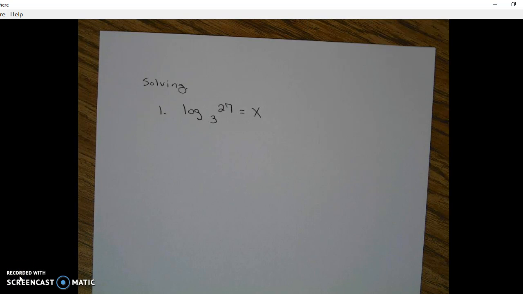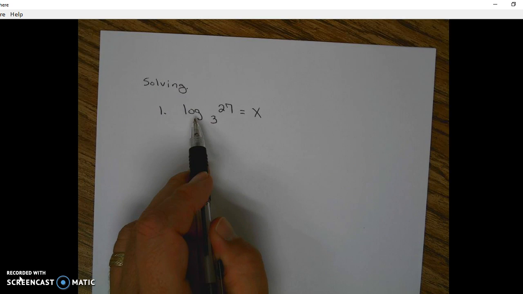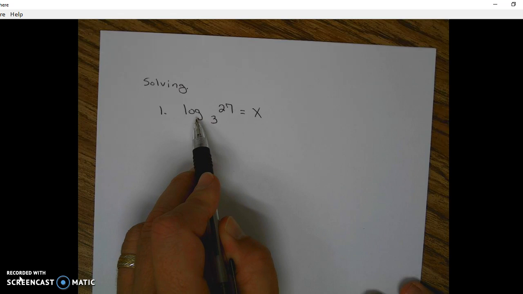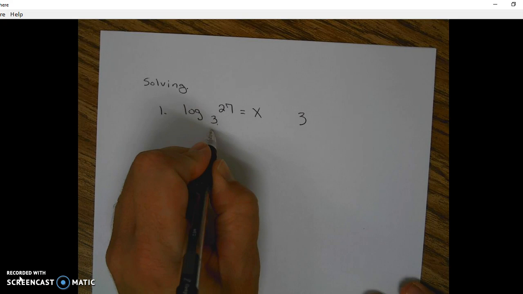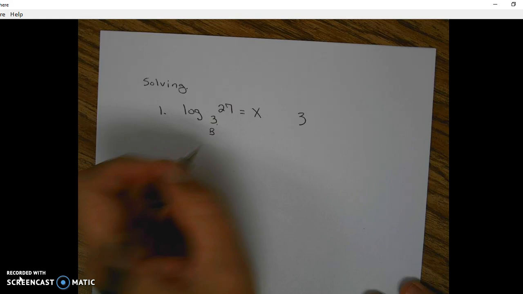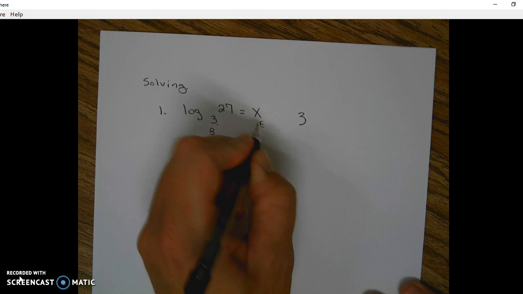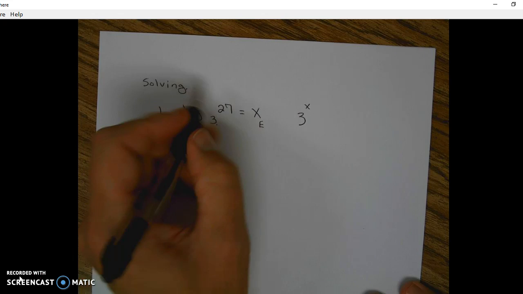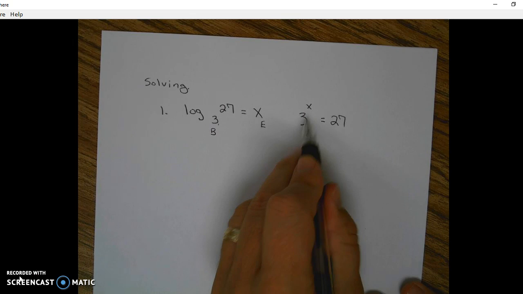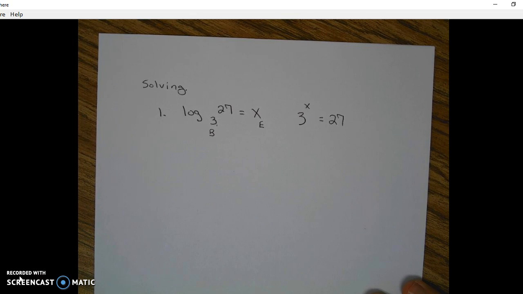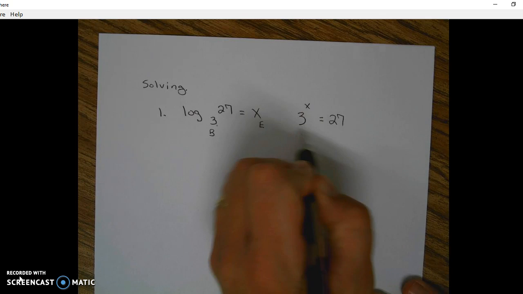So let's say we want to solve this logarithmic equation. In this form, it's not very helpful. So what we want to do is, when we solve a logarithmic equation, we want to change it to exponential form. And so to do that, we would have 3 base, okay, exponent, argument. So 3 to the x power equals 27. And then we can solve. We've learned how to solve.